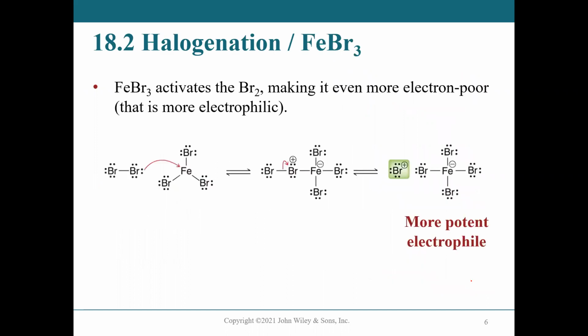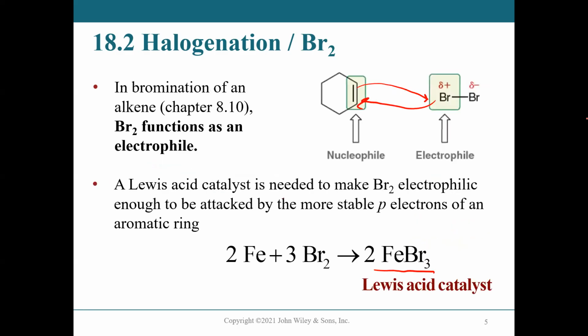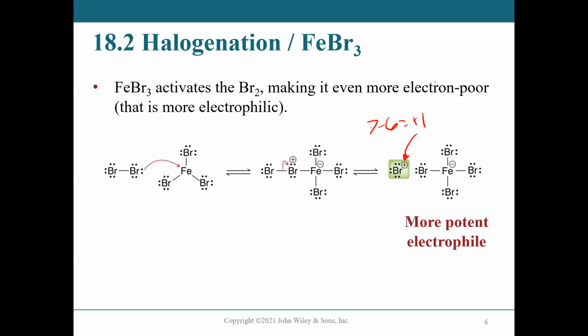All right, so the mechanism is this right here. So FeBr3 activates the bromine, making it even more electron poor. You can really see in this case, it's supposed to be 7 minus 6. That's how you get the +1 on the formal charge here. So it's electron poor, so then it's really going to want to be that electrophile. Now, if it's just a bromine plus, this wouldn't even be here. It'd just be a +1. It's really going to want to accept the electron.